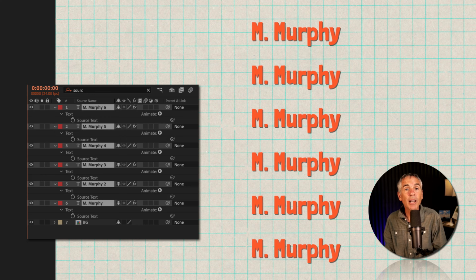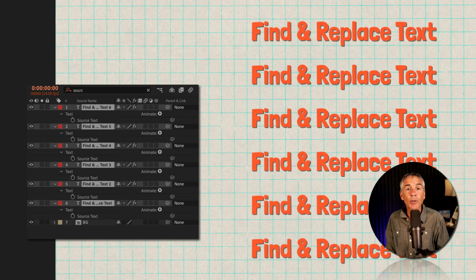In this tutorial, I'm going to show you how to use the Find and Replace text script, so you can search for any source text in your projects and replace that text with any other text that you want.